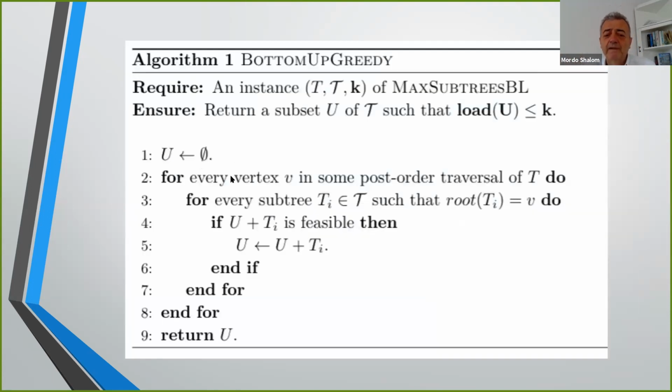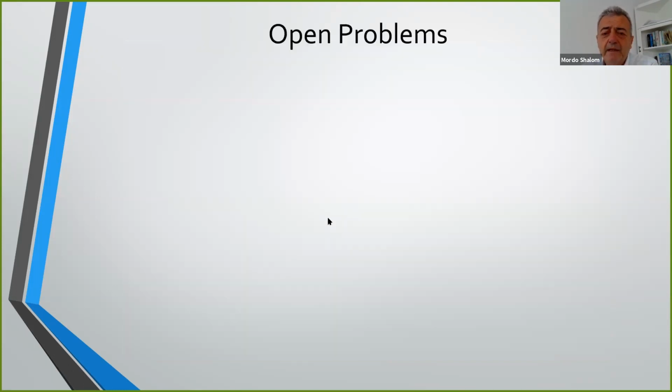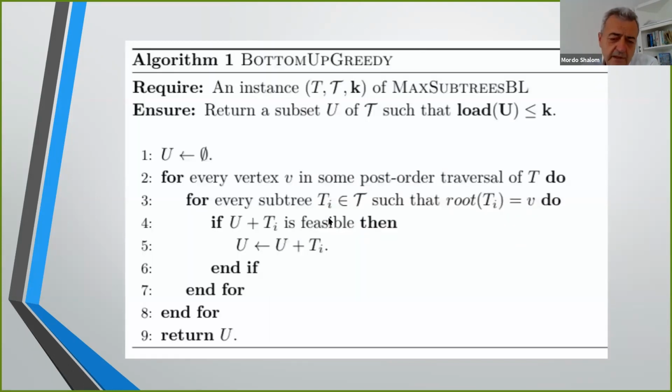This is taken from our paper. Yes, we do some post-order traversal on the tree T. For every vertex v in this traversal, we consider every subtree Ti such that the root of Ti is equal to v. And if the current solution plus Ti will be feasible, then add it to the solution. Exactly the same algorithm in this sense. Of course, the "if feasible" will be different, but still polynomial time solvable. And we show that this is an M-approximation.